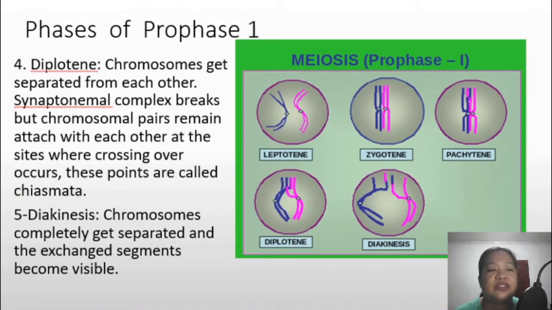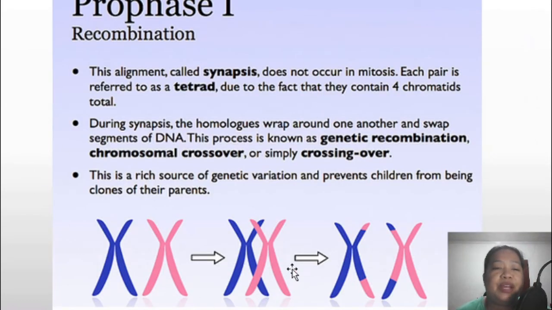Then next stage, we have the diplotene. In diplotene, chromosomes get separated from each other. The synaptonemal complex breaks, but chromosomal pairs remain attached with each other at the site where the crossing over occurs, and this point is called chiasmata. And diakinesis, the chromosomes completely get separated and the exchanged segments become visible. So that is in summary what happens during prophase 1.